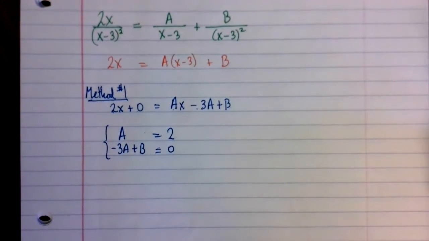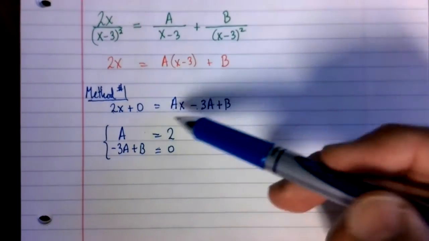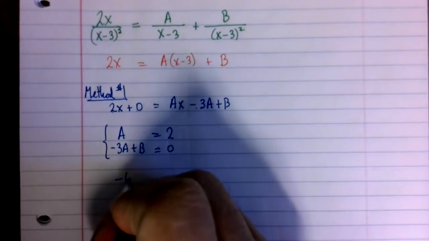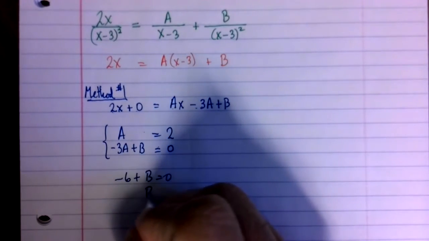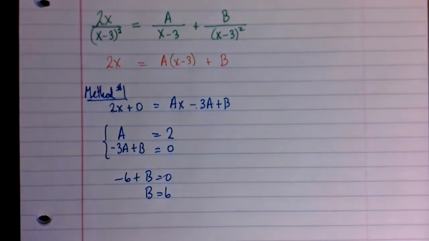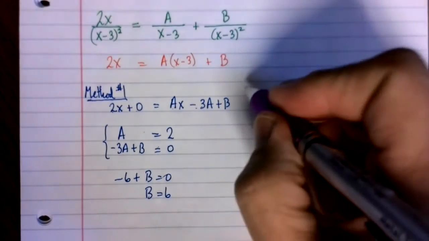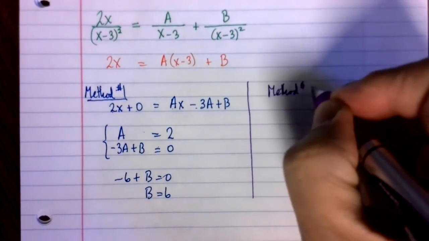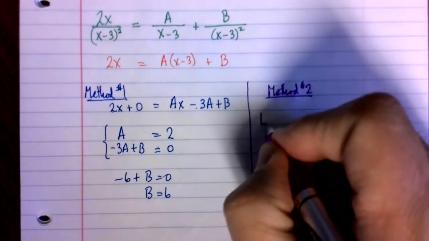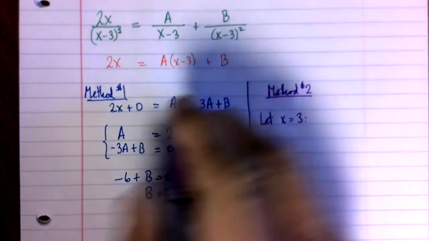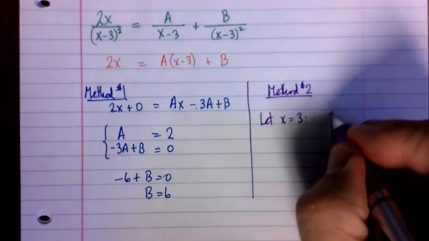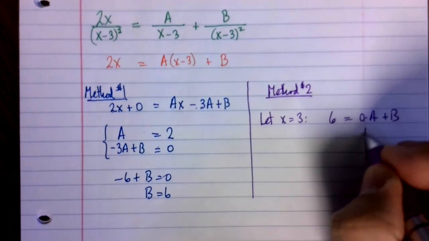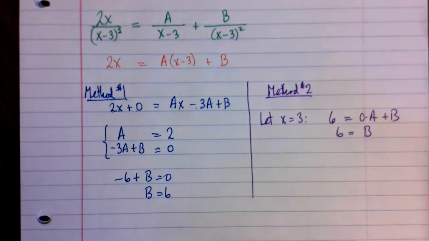So I have a system of two equations and two unknowns that I must solve. Clearly a is equal to 2, and if a is equal to 2, then the bottom line becomes negative 6 plus b equals 0, so b is equal to 6. So that's one way of solving it. A second way of solving would be to use substitutions. And so if we let x is equal to 3 in the top line here, I would have 6 equals 0 times a plus b, so that b is equal to 6.